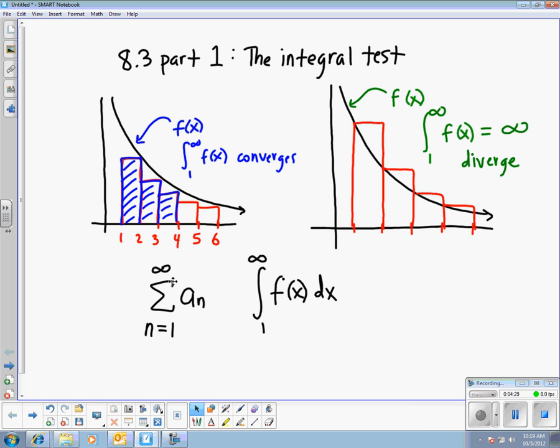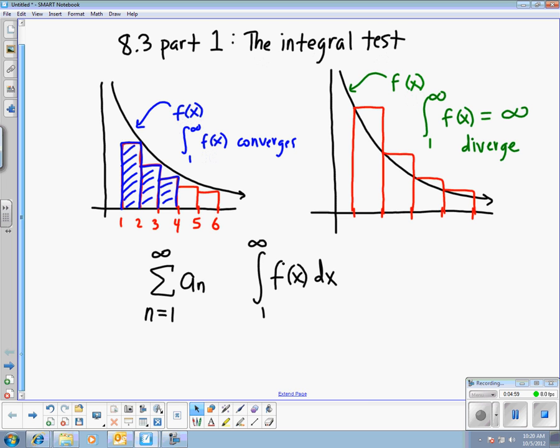So this section is as simple as turning your formula for your sequence terms into a function and then integrating that function with an improper integral from 1 to infinity and just comparing the two. If your integral converges, then your series converges. If your integral diverges, then your series diverges.